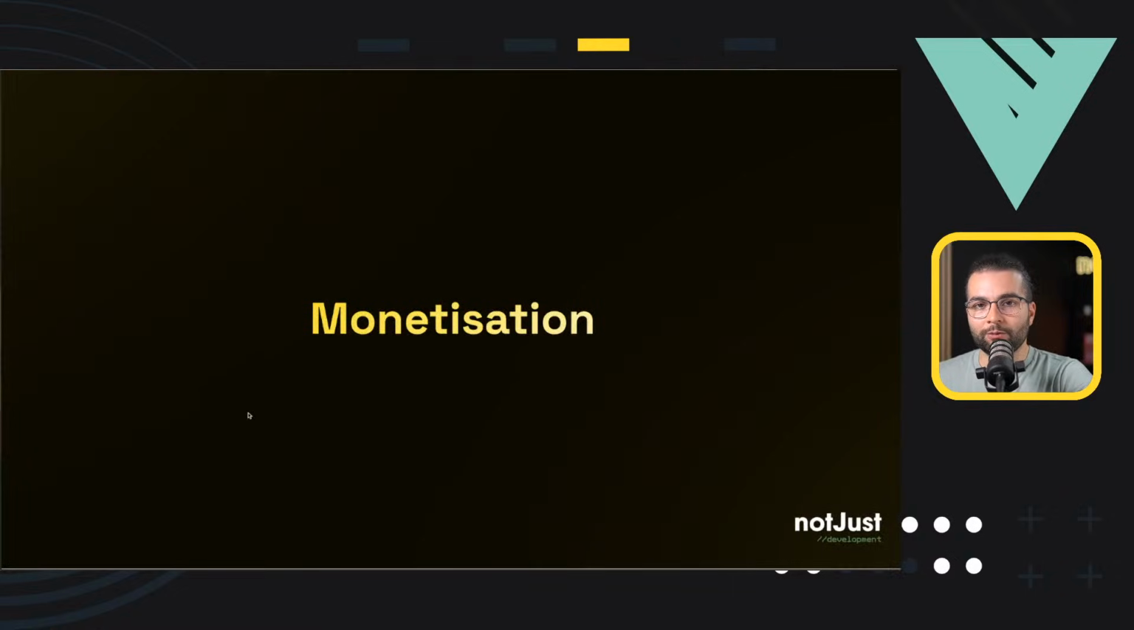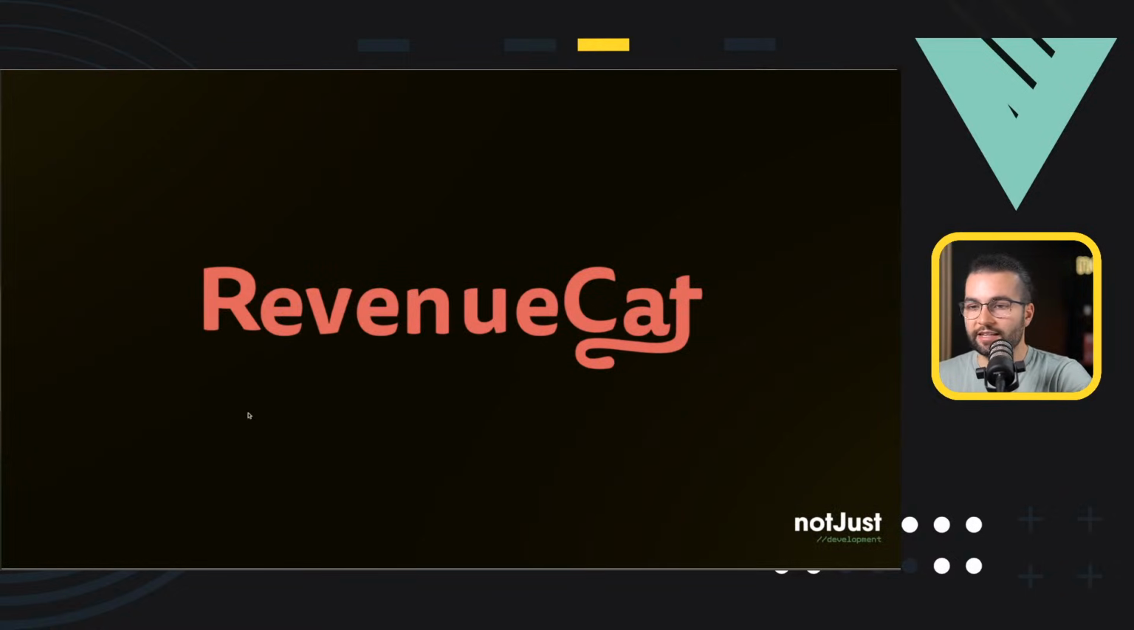And finally, about monetization. What do I use for monetization? I obviously use RevenueCat to manage in-app subscriptions. RevenueCat basically sits between your application and Google Play and Apple App Store, and it's managing the subscription data for your users. It's also a way to centralize all the subscription analytics in one place. So yeah, it's really great.